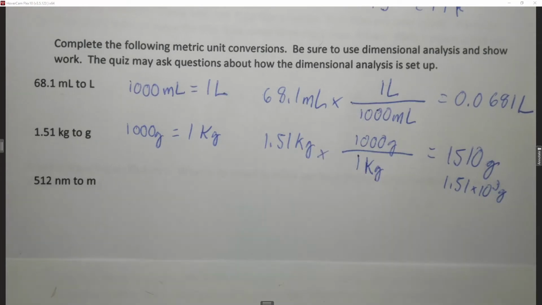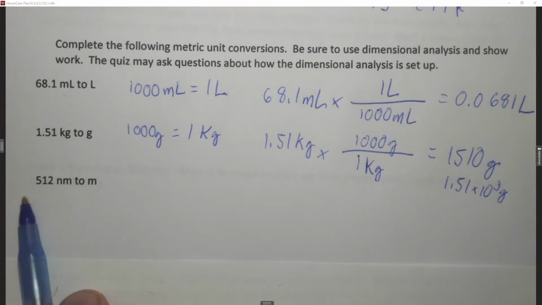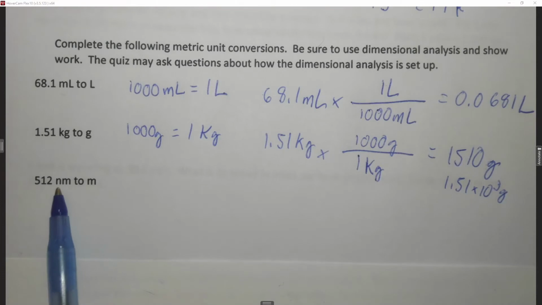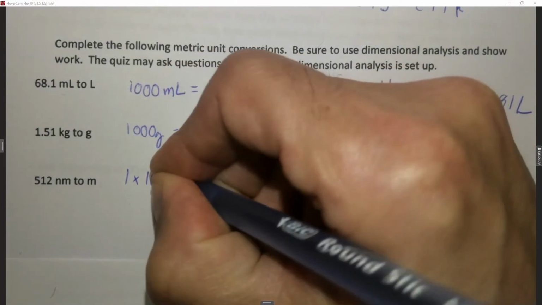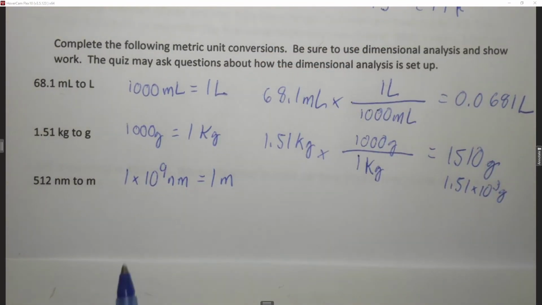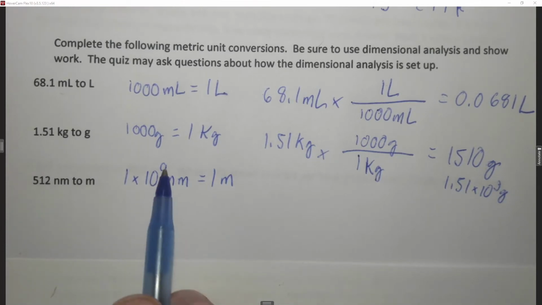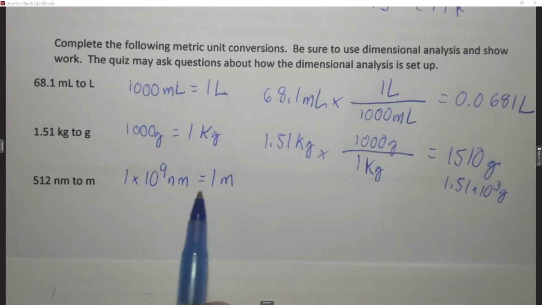Next one, we have 512 nanometers to meters. This comes up in the chapter about quantum mechanics. So 1 times 10 to the 9 nanometers, which is a billion, equals 1 meter. So if you've heard of nanotechnology, nanotechnology is on the scale of one billionth of a meter, because a nanometer is essentially one billionth of a meter. So it's a very, very, very small thing. So I'm not going to get into too much detail here.